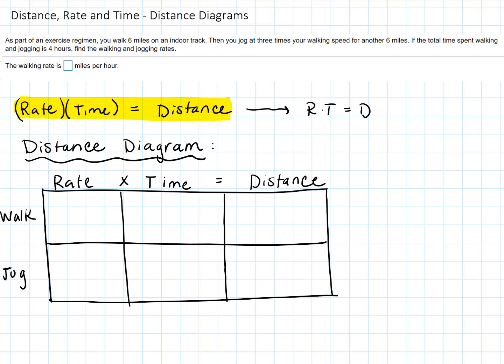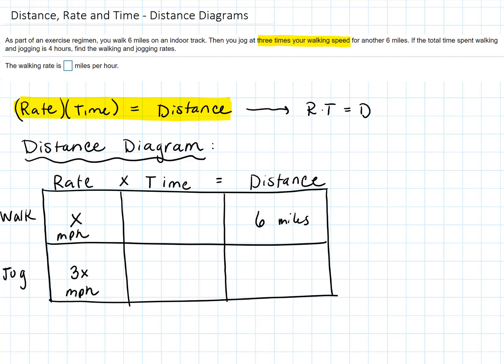It says, as part of an exercise regimen, you walk 6 miles. So I can actually fill that in. So 6 miles on an indoor track. That was the walking. Then you jog at 3 times your walking speed. Well, we're not given the walking speed. It's an unknown. So let's call it x. X is the speed, the rate, in miles per hour, that we walk. Well, if we jog at 3 times that walking speed, that would be 3x miles per hour.